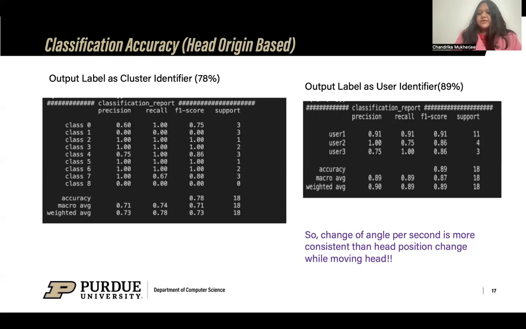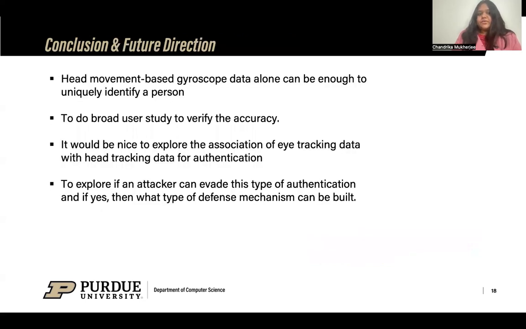So we can see that the rotational head movement is much more consistent than the head position change while the user moves his head. From these results, we can see that gyroscope data alone can be enough to uniquely identify a person. However, a broad user study is required to confirm the accuracy. It would be nice to explore the association of eye tracking data with head tracking data to improve the authentication system. It will also be interesting to check if an attacker can evade this type of authentication system, and if yes, what type of defense mechanism can be built.